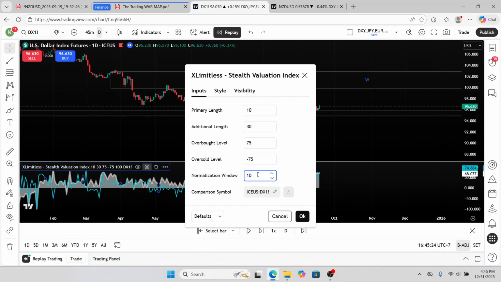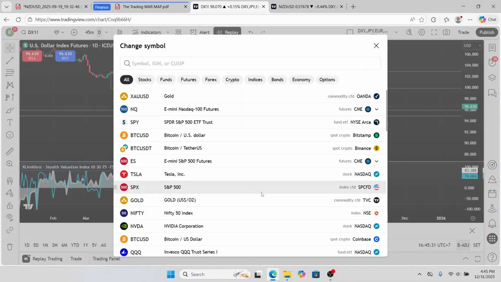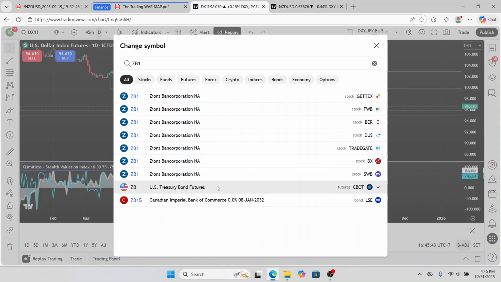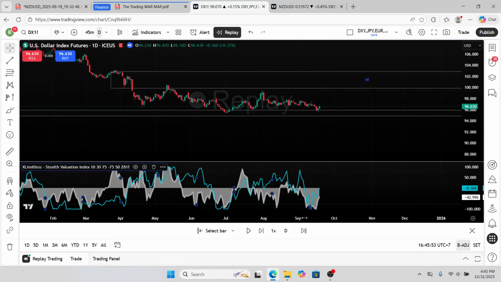So usually I just have one of Confluence, but when you have two of them together, now obviously I can't evaluate the US dollar against itself, so it is against the futures market now, and you can see here the Treasury bonds futures. So, and normalization window 50, and you can see here we're not undervalued anymore, but we were.